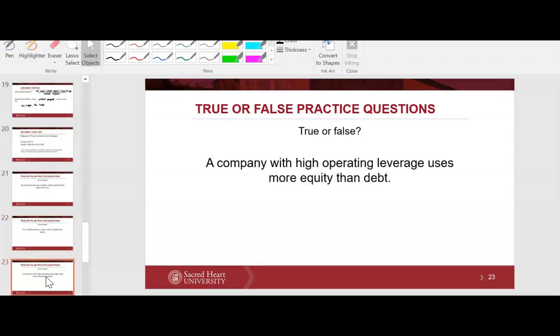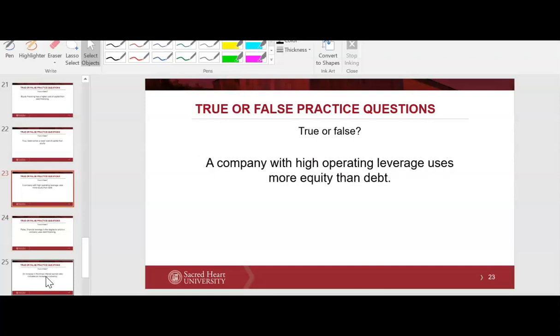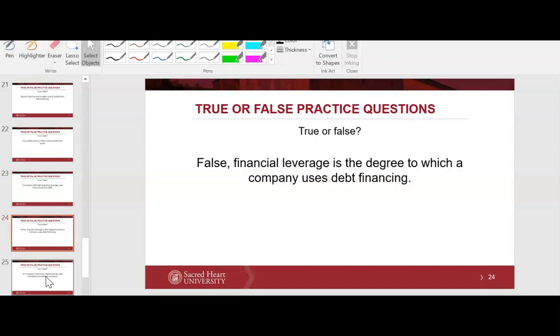Next, a company with high operating leverage uses more equity than debt. True or false? This is false. Financial leverage is the degree to which a company uses debt. So operating leverage is not part of this. We are looking at financing leverage, and financing leverage is looking at using more debt than equity.